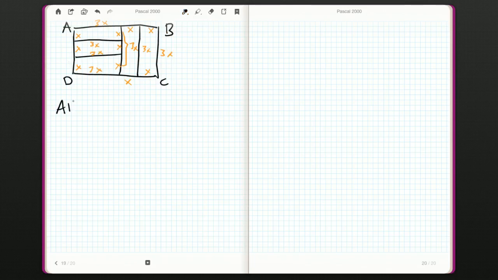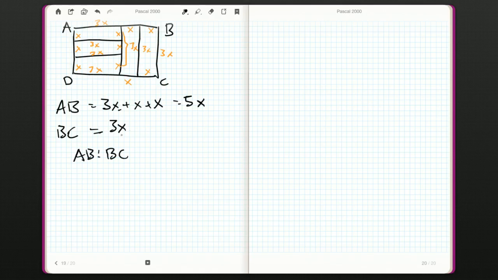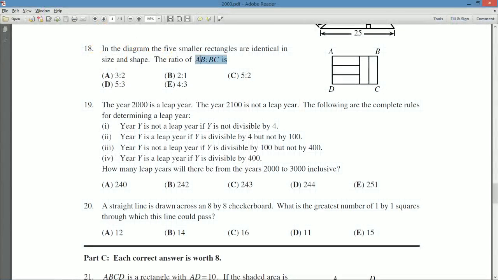So AB is 3x plus x, which is 5x. And BC, well, that's pretty clearly 3x. We have that written down there. And so even though we can't find actual values for them, because we now have them both in terms of something, x, some common value, we can find the ratio of AB to BC. Or were we asked BC to AB? I cannot remember. AB to BC, and it's 5 to 3. It's D. D, 5 to 3.